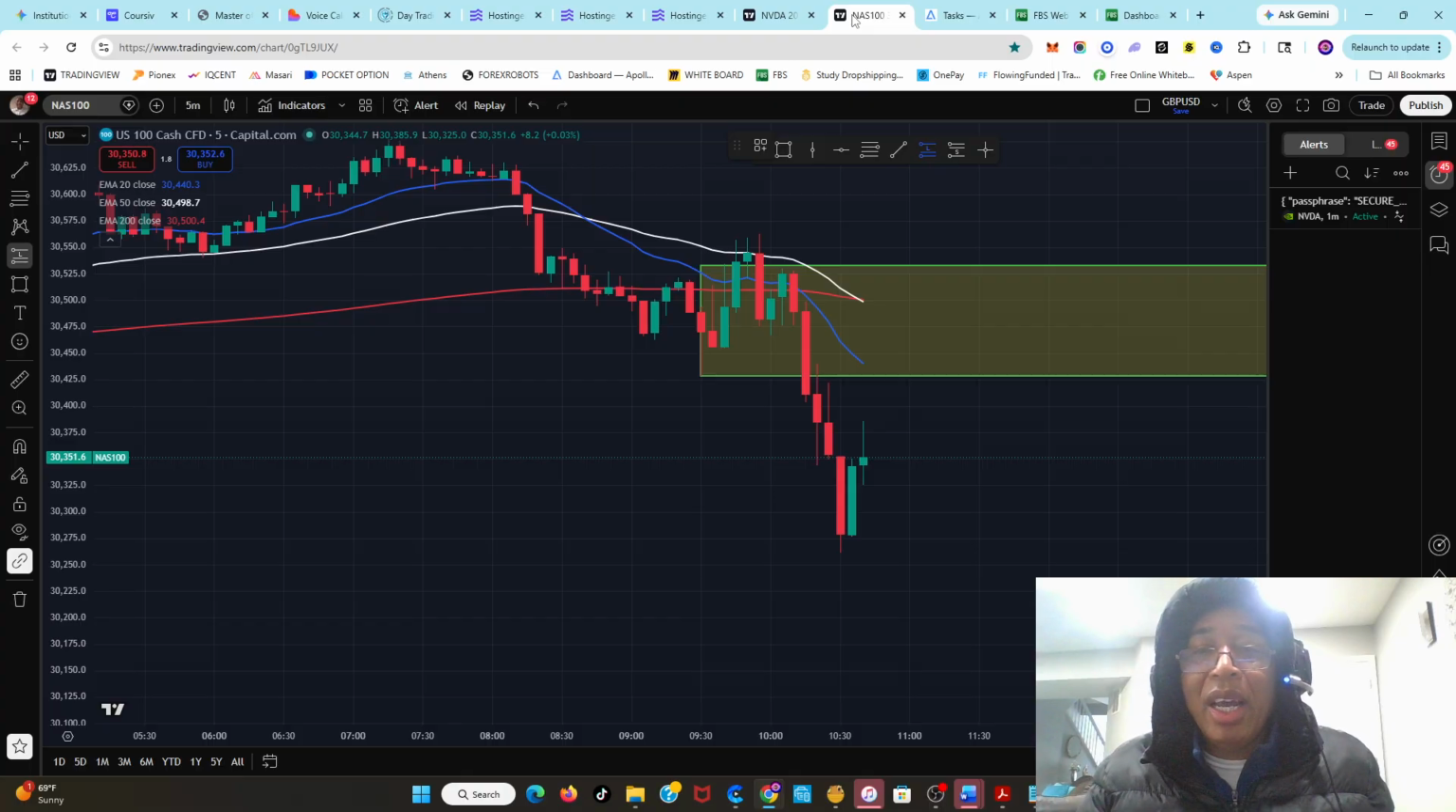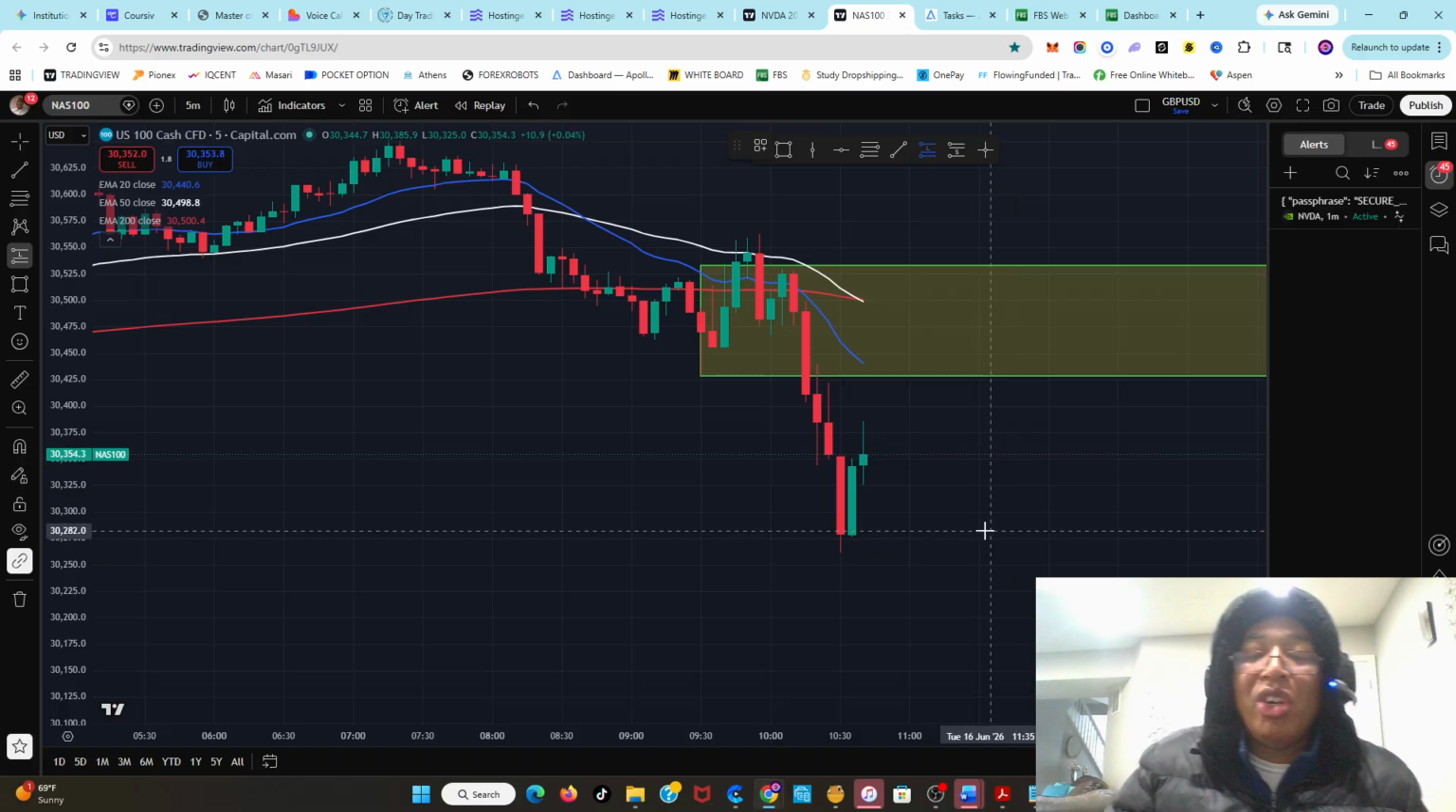Trade on the demo accounts, or paper trading. If you go to TradingView, this one here, they do allow paper trading. So you can just go and do paper trading on TradingView.